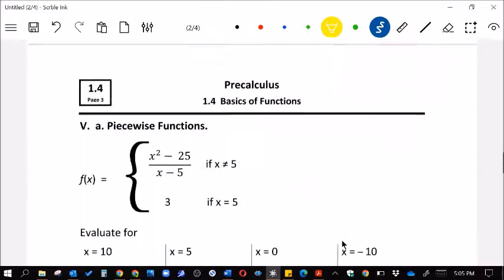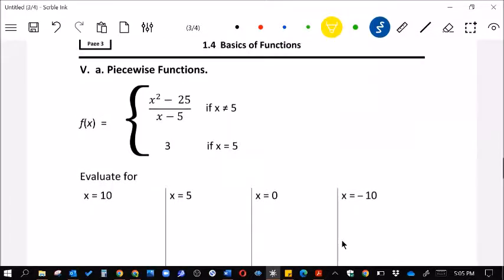Let's take a look now at piecewise functions. In a piecewise function, it means it stops somewhere, right? So right now, when I look at this, I know that if x is 5, I'm going to get a result of 3. But if x is not 5, I'm going to put a number here and get it. I can't use 5 here because it would give me a 0 on the bottom. I do see, however, that I can simplify this.